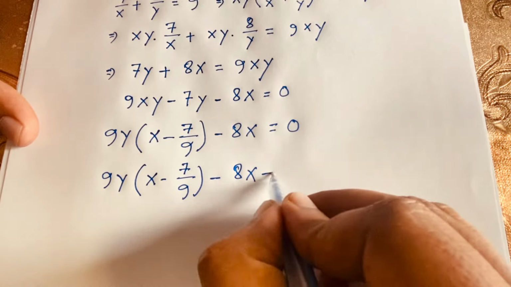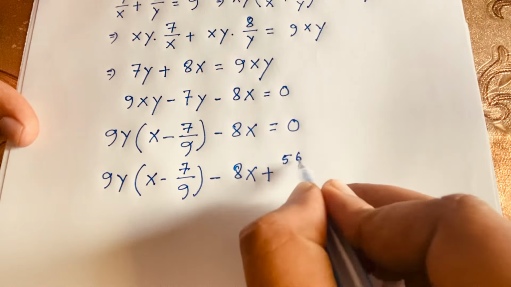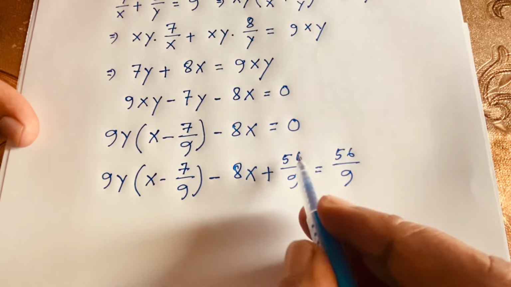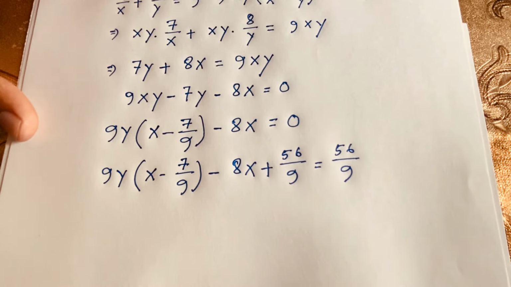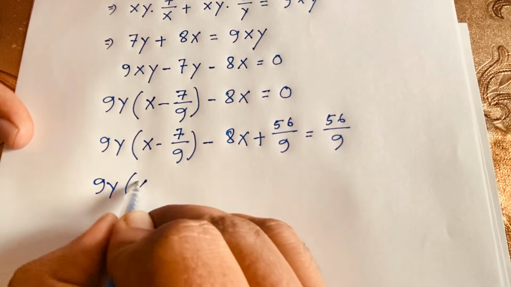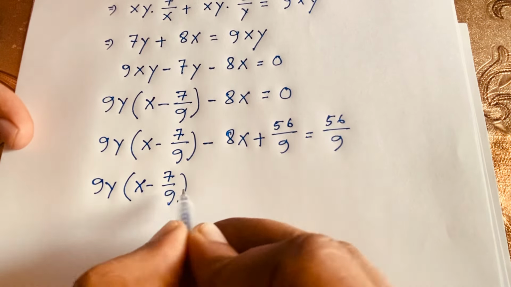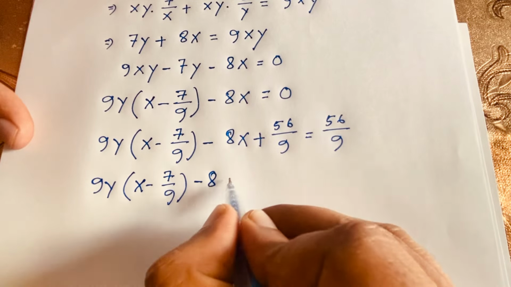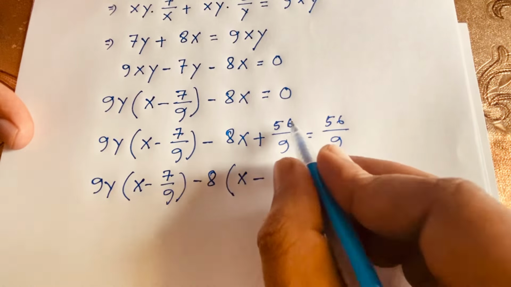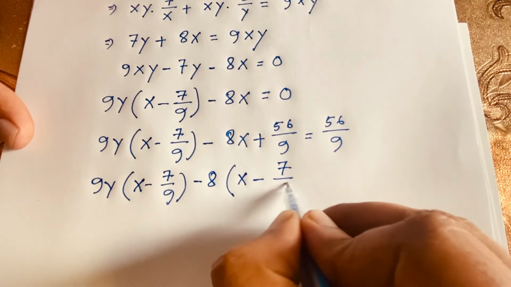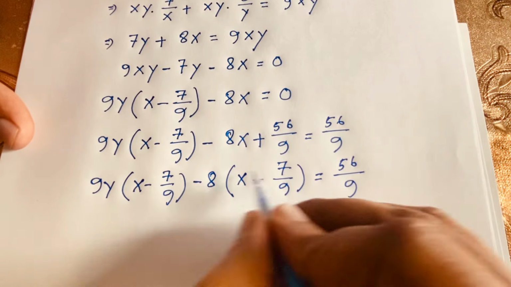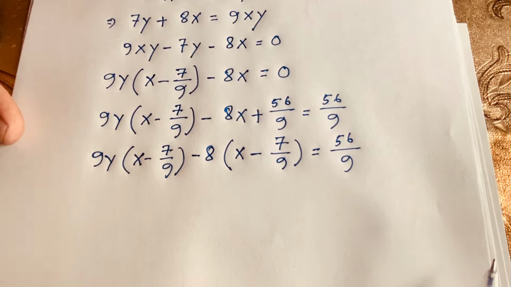I add both sides plus 56 over 9, and here 56 over 9. Because of that we need this here 7 over 9. Now at this moment I can see easily 9y times x minus 7 over 9, and here minus 8 is common, so this divide this, it will be x, plus minus it will be negative, and it will be 7 over 9 is equal to 56 over 9. This divide this, it will be 7 over 9.